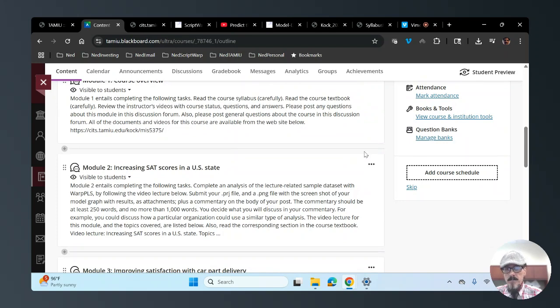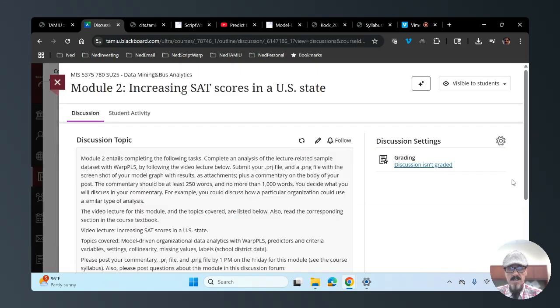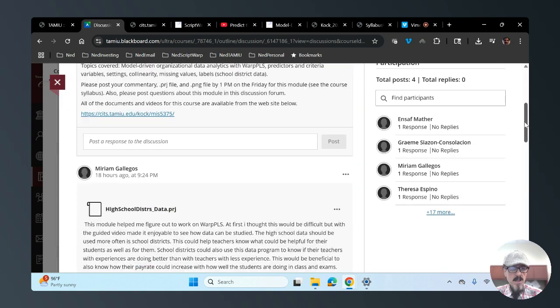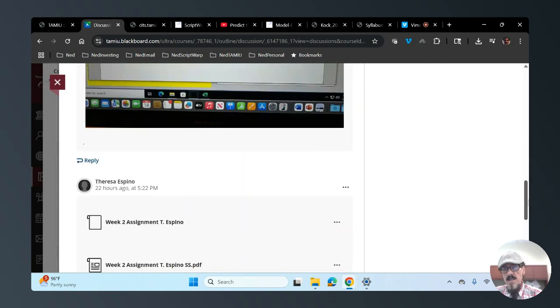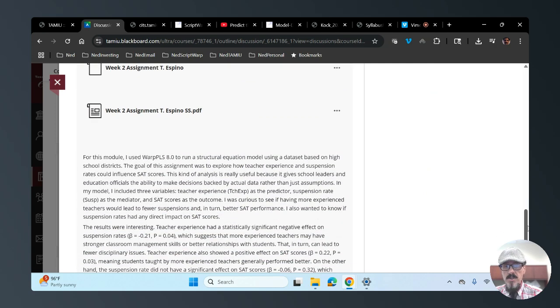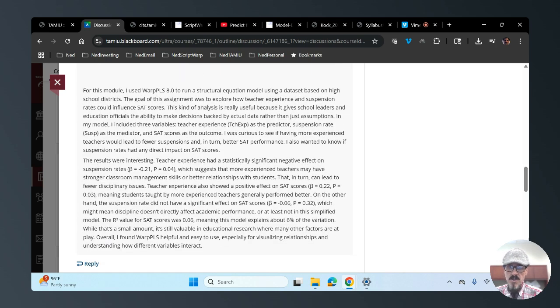And my comment to Teresa is, I'm not saying that her grade will be lower. In fact, I'm just asking her to submit the attachments following the instructions, which is essentially one PRJ file, one PNG file, like the other students did, and then she'll get the grade. The commentary is fine.